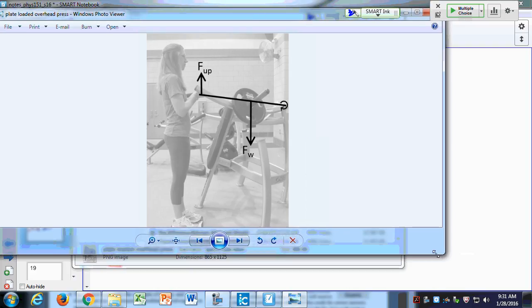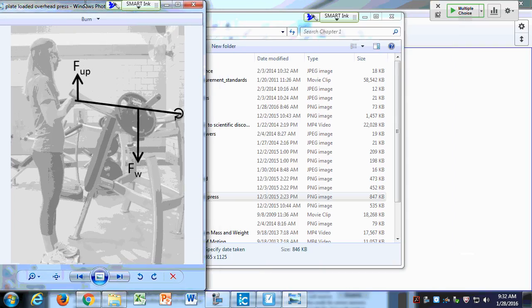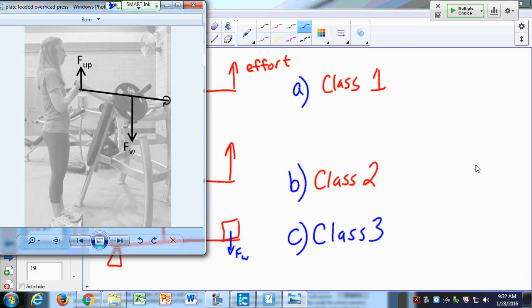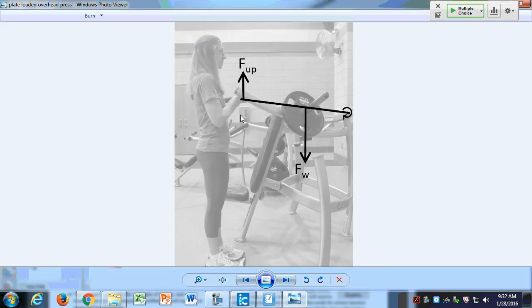Okay. This is a plate-loaded overhead press. What type of lever is that? Plate-loaded overhead press, you usually sit in the seat, and you push like this. But here, I'm sorry, let me pull it up. You see better? It's rotating here. There's a weight here. And then she's pushing up there. Is it class one, class two, or class three? A is one, B is two, C is three.